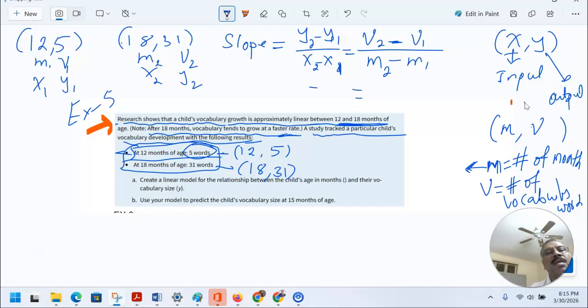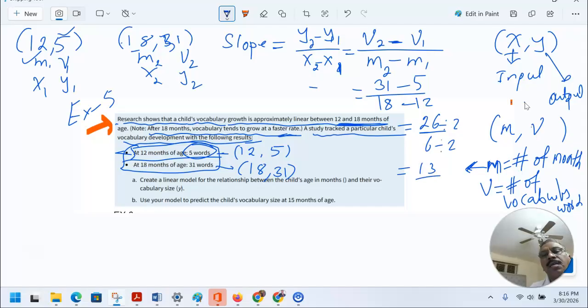You can just work this out and you get V2 is 31 minus V1 is 5, and M2 is 18 minus M1 is 12. So if you work this out, you get 26 divided by 6. We can reduce this by dividing by 2 and 2, and you get 13 by 3. Okay, so this slope m is 13 by 3.